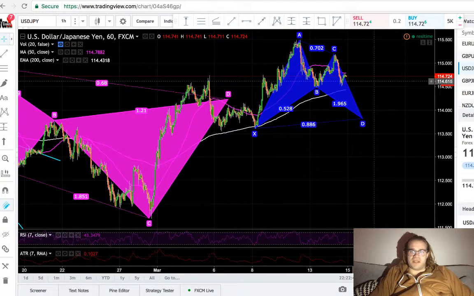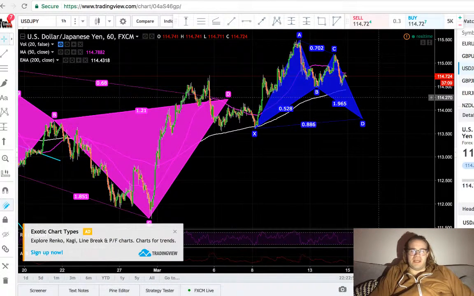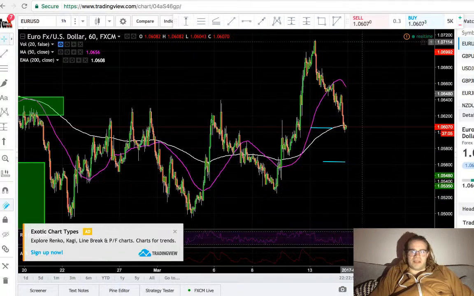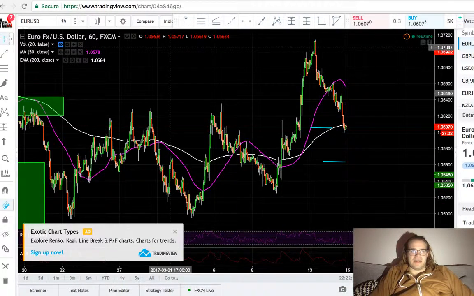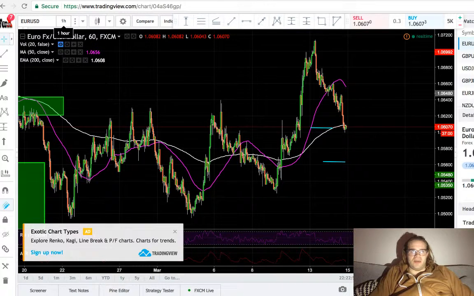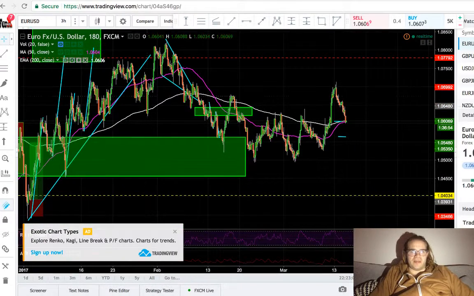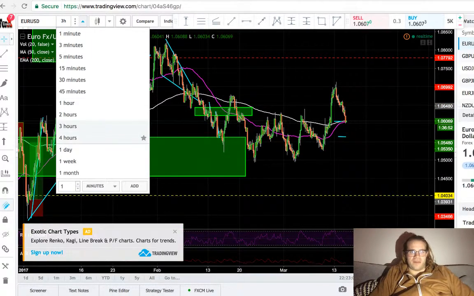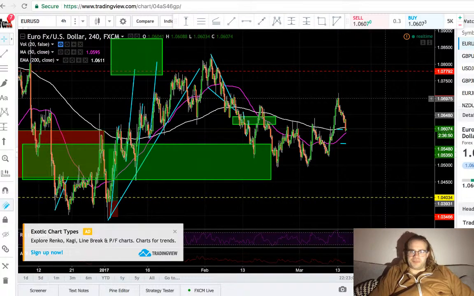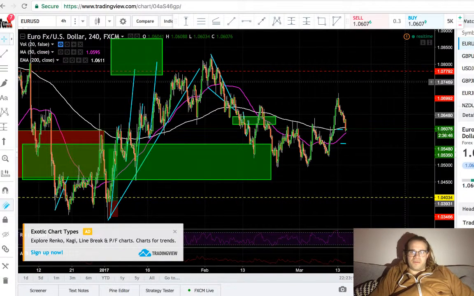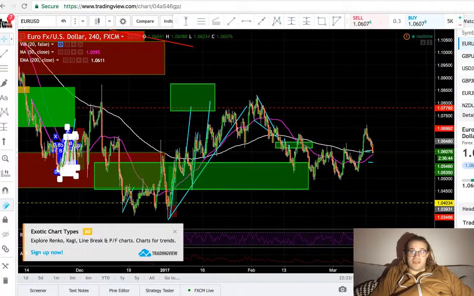First off, it's this bat pattern here on the dollar yen. I've already taken it. Let's look at the euro. I'm going to look at things on the 4-hour chart. Not much happening here, which is of interest to me.